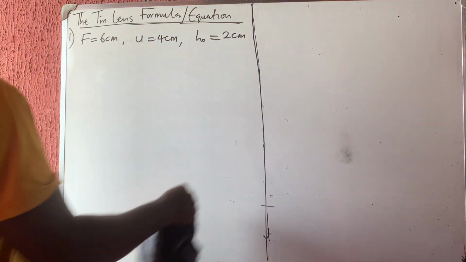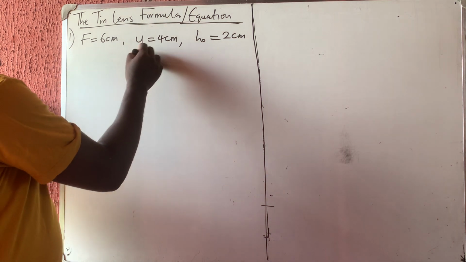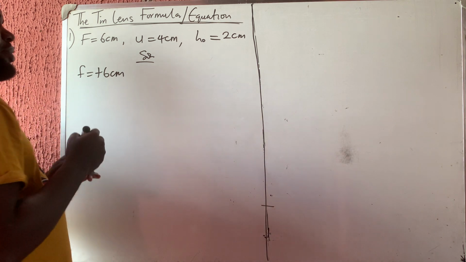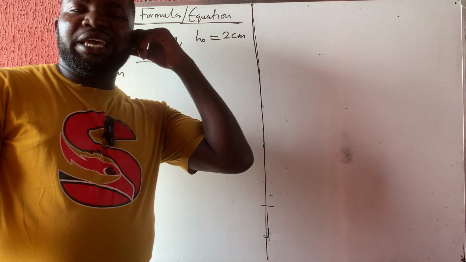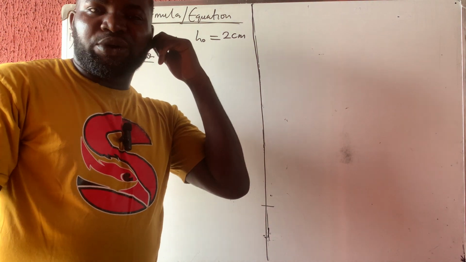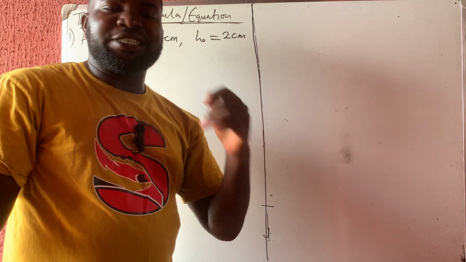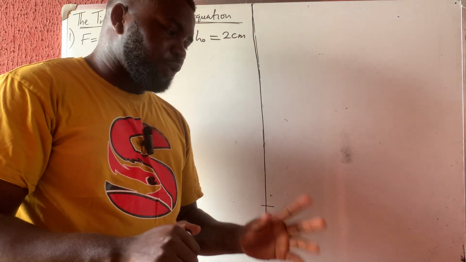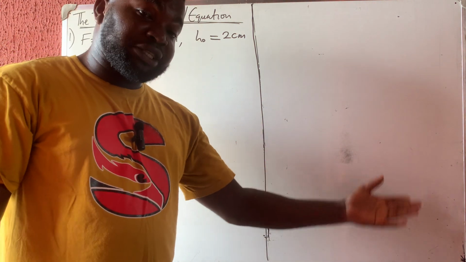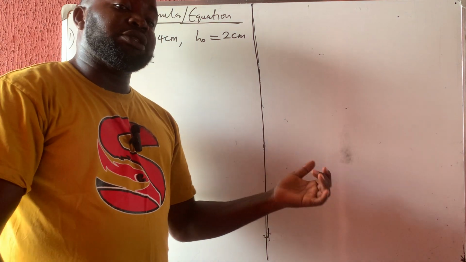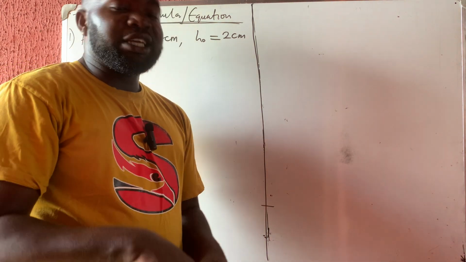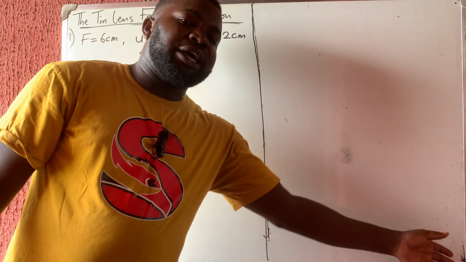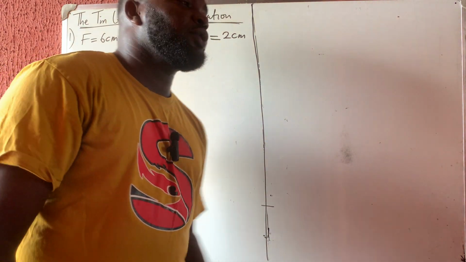So first of all, what do you see? For the fact that my f is positive 6 cm, what does it mean? Number one, it is a converging lens because it is positive, and a converging lens is what? A convex lens. That's where you start from. We have already talked about the properties of the image. One, it is real and inverted. Secondly, it is magnified. Thirdly, it is formed behind or beyond the radius.